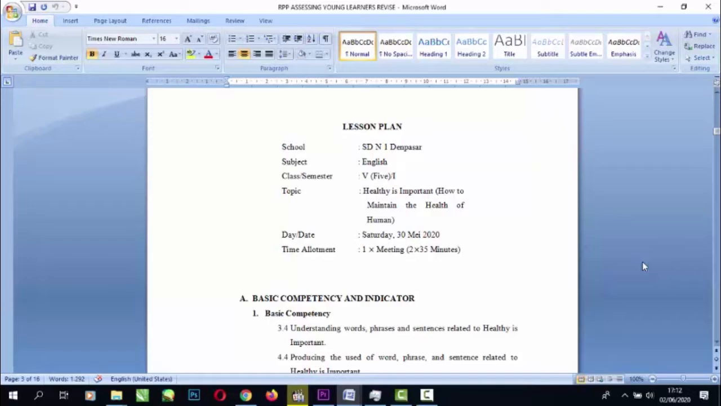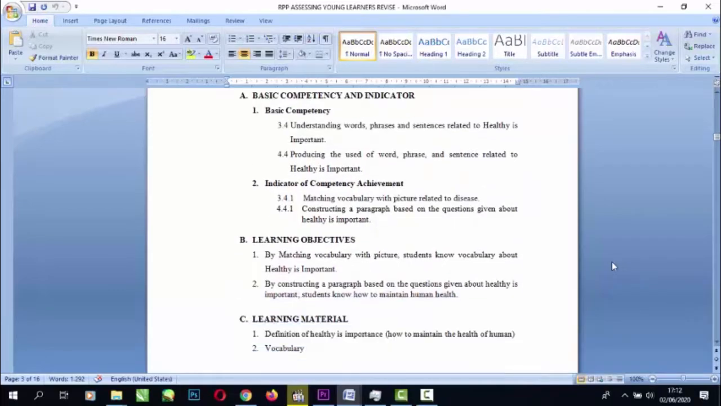First is basic competency. We use 3.4 understanding words, phrases, and sentences related to healthy is important, and 4.4 producing the use of words, phrases, and sentences related to healthy is important. For the indicator is 3.4.1 matching vocabulary with picture related to the two diseases, and 4.4.1 constructing a paragraph based on the question given about healthy is important.